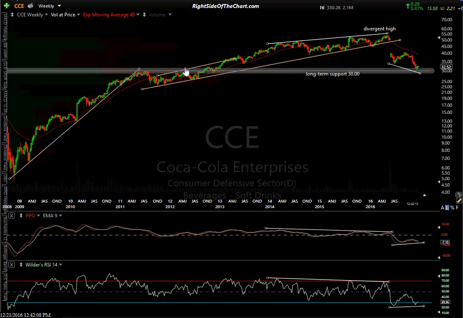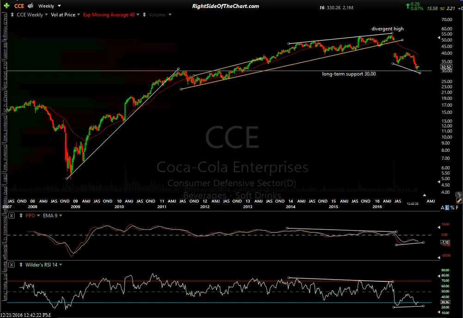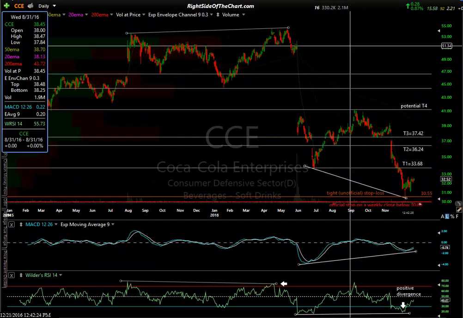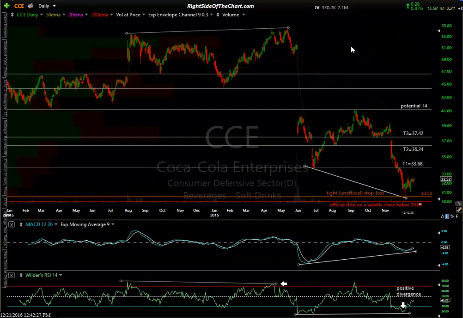There's that long-term support level at 30. You can see reactions from below, reactions from below. It finally broke above, back tested that level to help validate it, and that's where we fall into now. Bullish divergence on the weekly chart, just as we had negative divergence at the high. So that one looks good for a bottoming play, as long as it's not stopped out.